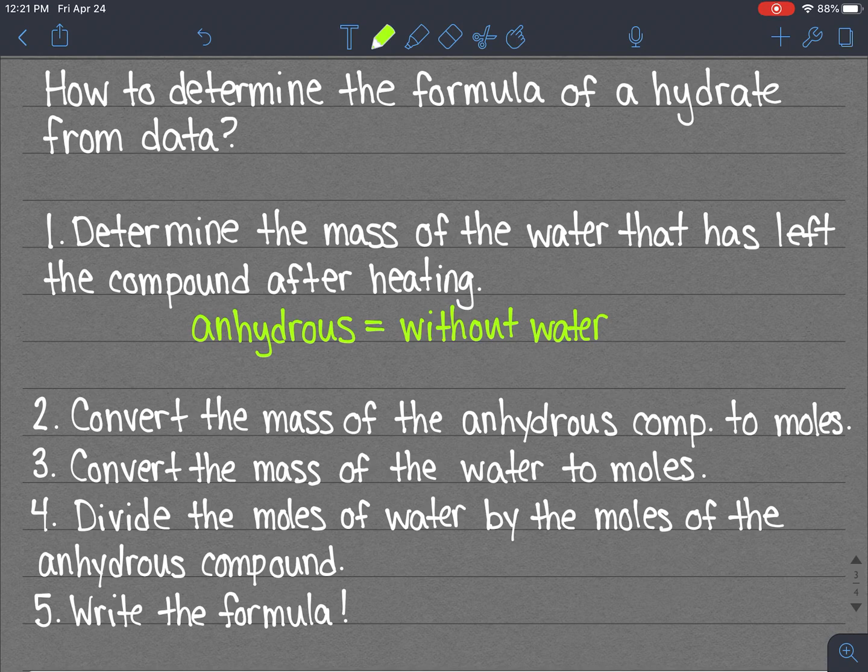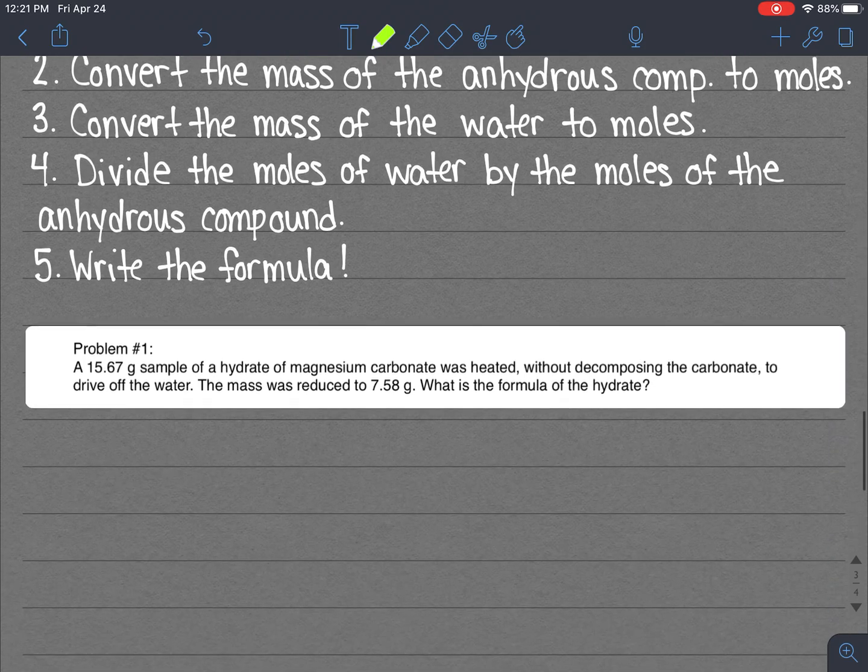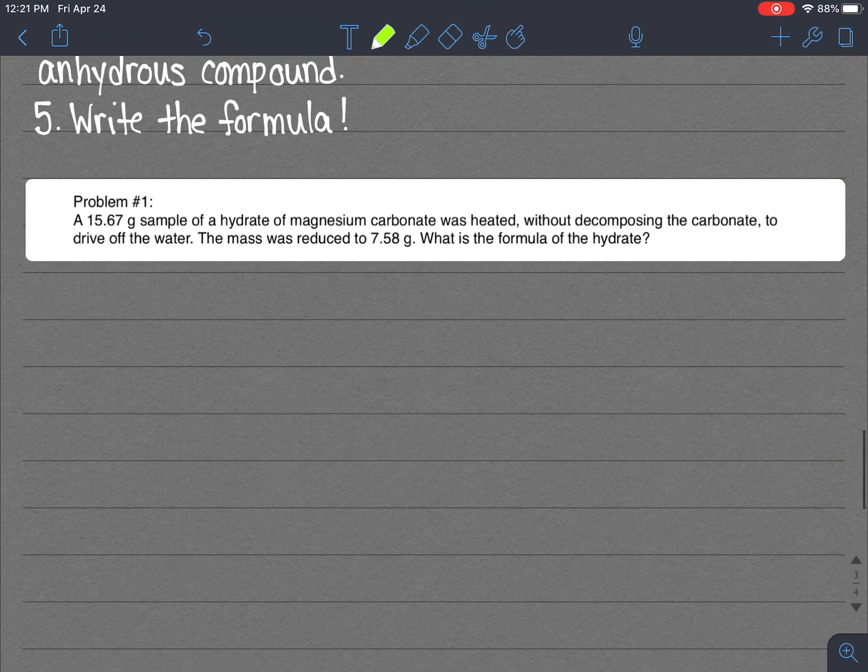All right, but going back to this particular video, the purpose is just to be able to do this stuff on paper and make these predictions. So here's a very classic example of how a problem like this would be worded.